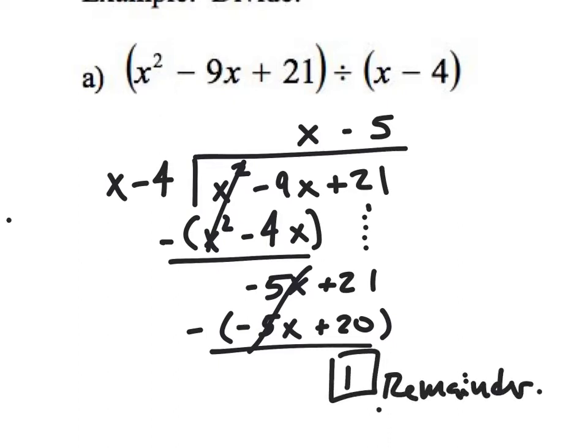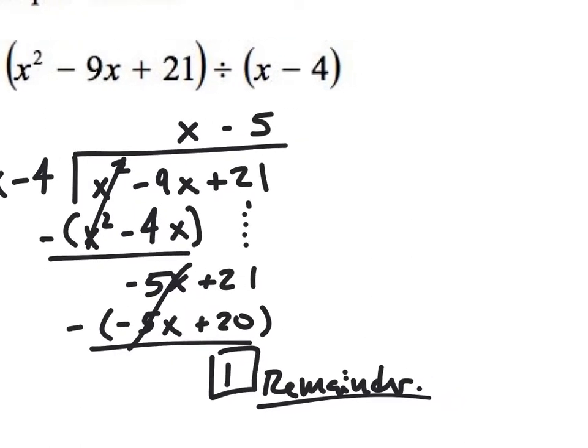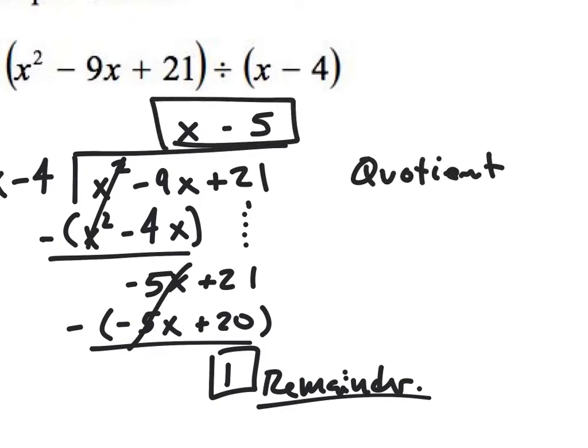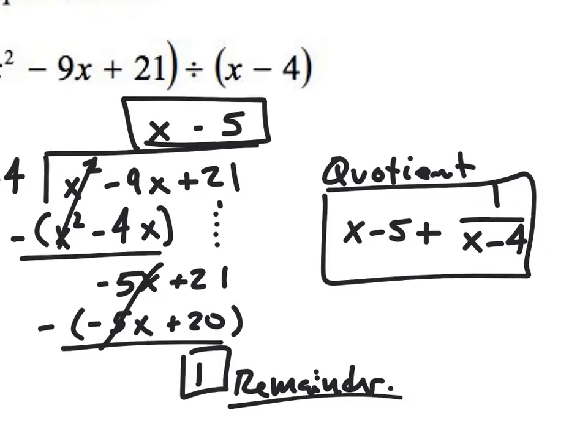all right. So what I want to do now is write my quotient, and my answer, after I do this division, is going to be x minus 5 plus my remainder divided by my divisor. And that's my entire answer. Okay? All right, let's take a look at this last one.